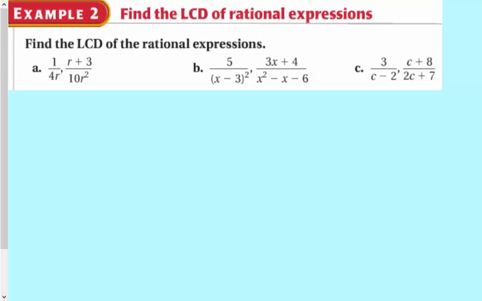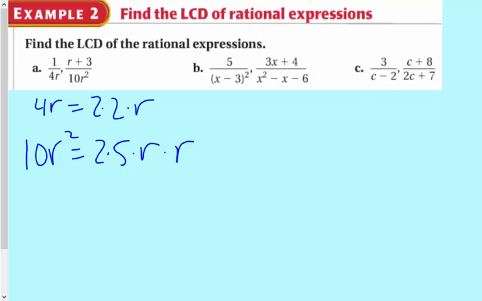So what you're going to do is look at the denominators, 4r. You're going to break this up into 2 times 2 times r. You're going to basically put it in complete factored form. 10r squared is 2 times 5 times r times r. Then what I want you to do is circle anything in common. So you have a 2 in common, and you have an r in common.